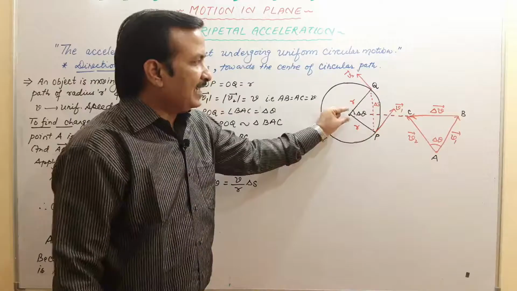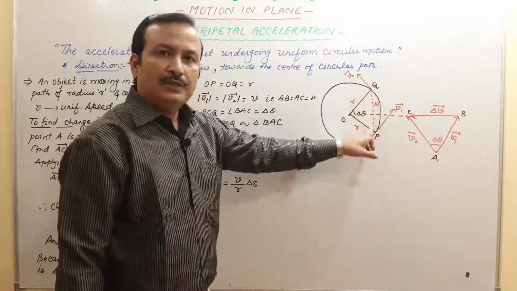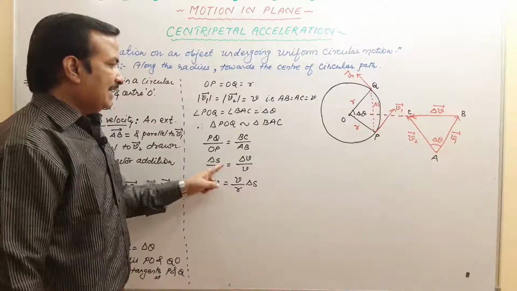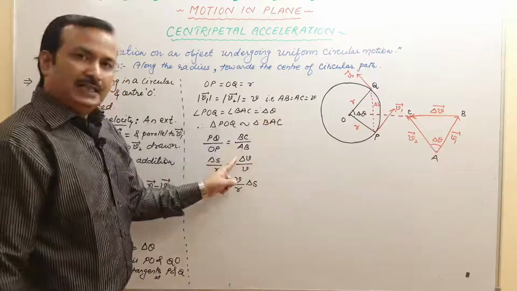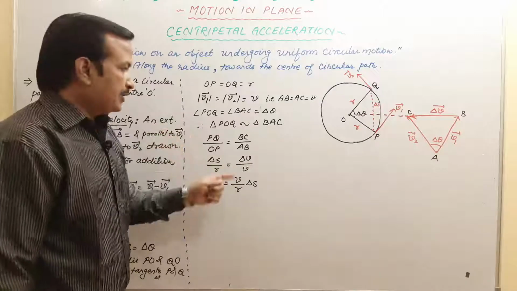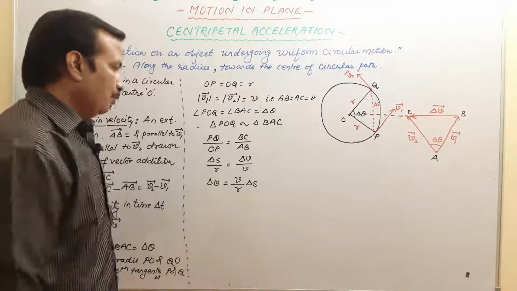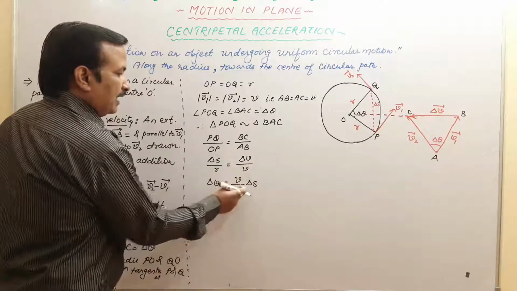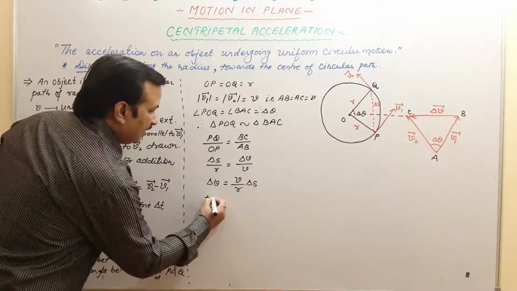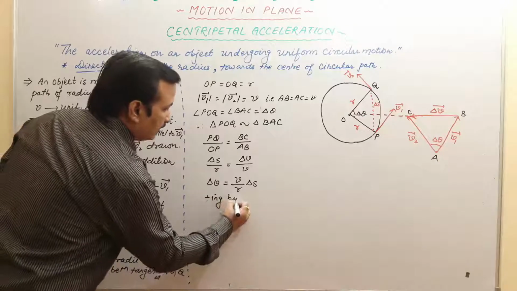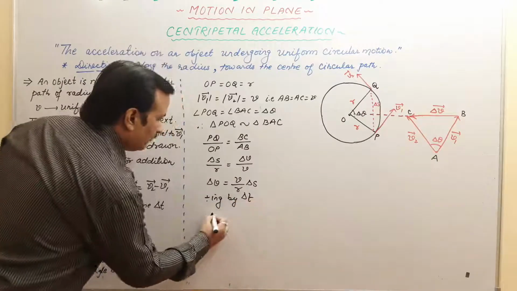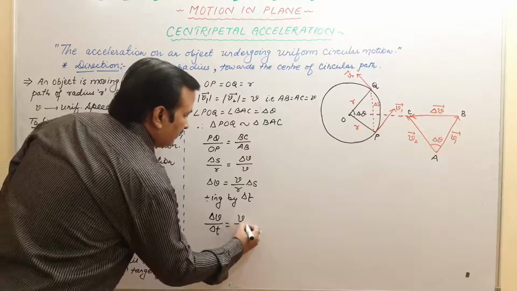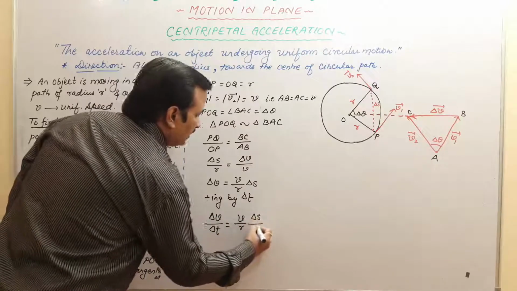PQ how much we have taken? Del S. If this angle is small, obviously the arc will be equal to the length of the chord. So we can write del S upon OP, which is radius, equals BC, which we have calculated as del V, and we are talking about magnitudes, upon AB, which is velocity v. So from here we can write del V is equal to v by R into del S, dividing by del T. See what we are getting? Del V upon del T equal to v upon R del S upon del T.